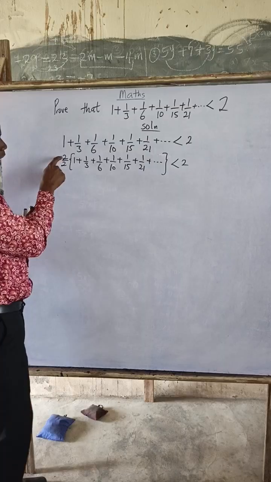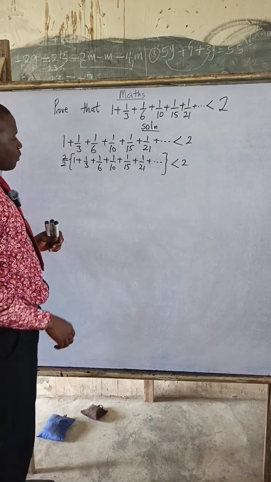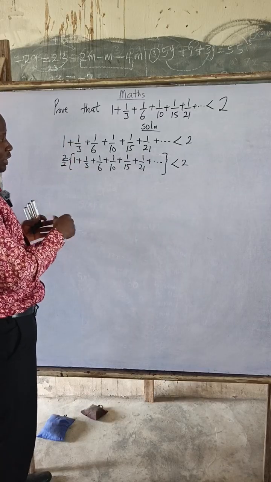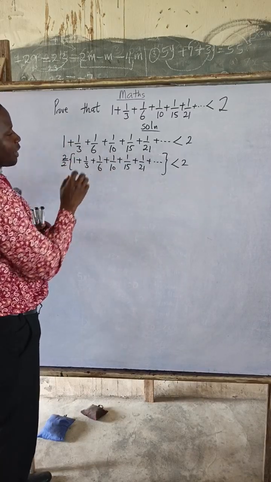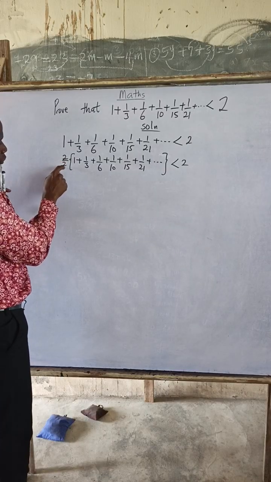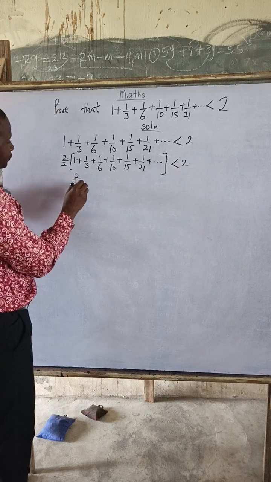Now we multiply by 2. 2 over 2 is 1, and whenever a number is multiplied by 1, you are going to have that number. So we multiply by 2 and at the same time divide by 2, which is equal to 1. That means we are multiplying this series by 1, which will not change anything. So we multiply by 2 and we divide by 2. Then 2 by 1 is 2, then over 2.